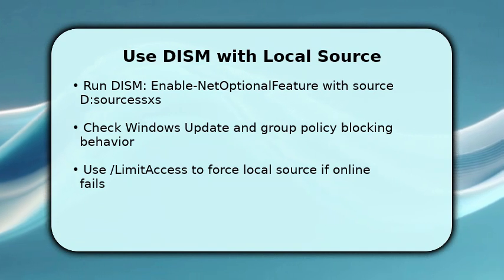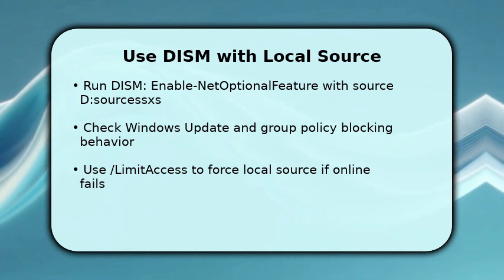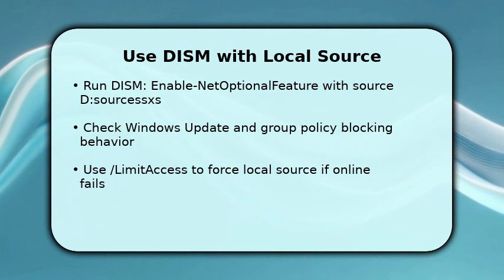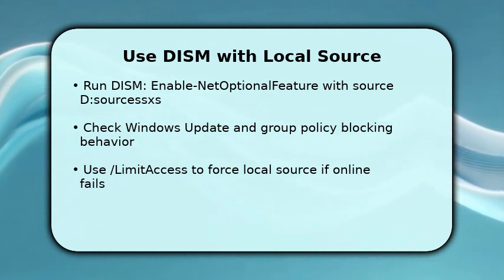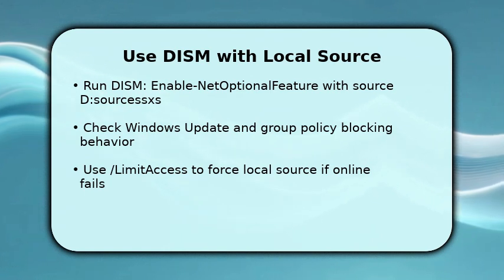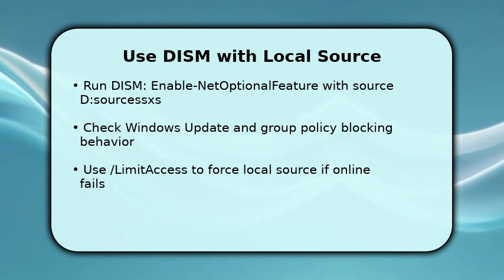Specify the d/sources/sxs path and use /LimitAccess to avoid Windows Update if needed. If DISM reports missing files, make sure the source matches your OS build. Mismatched versions fail. Also verify group policy isn't blocking feature installation and that the Windows Update service is not disabled.